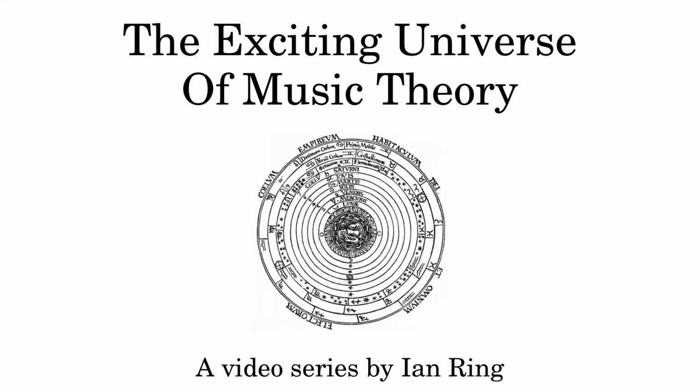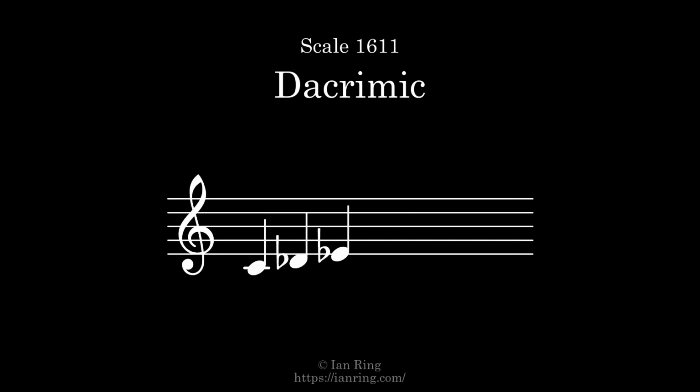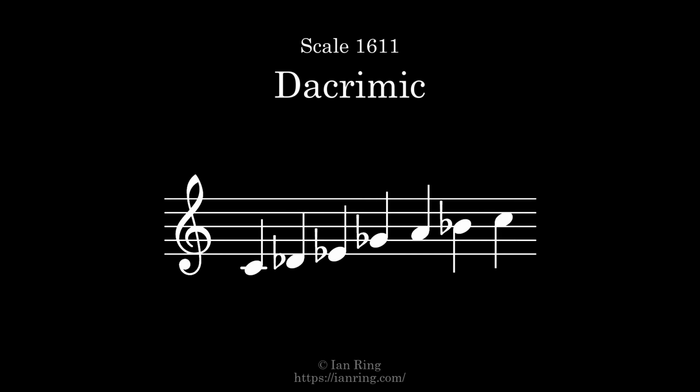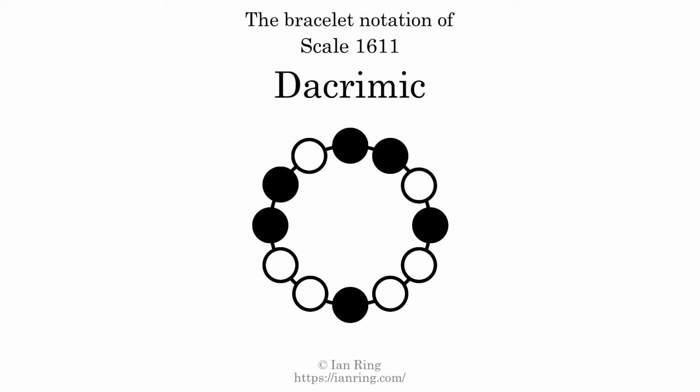Then let's begin. Today we will talk about Scale 1611, Dacrimic, which sounds like this. This scale has 6 tones, which means it is called a hexatonic scale. This is a bracelet notation diagram of scale 1611. The shaded circles represent tones that appear in the scale, and they are read clockwise, starting at the top.